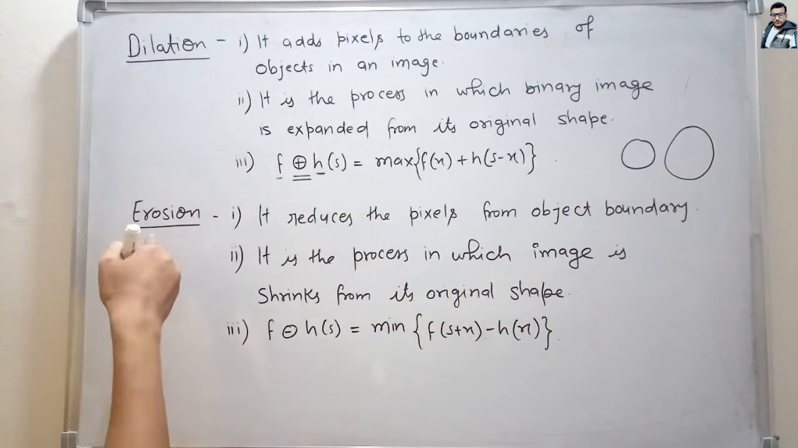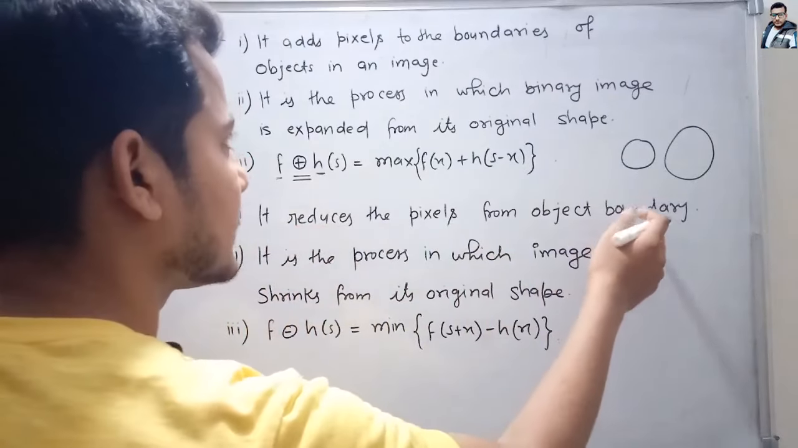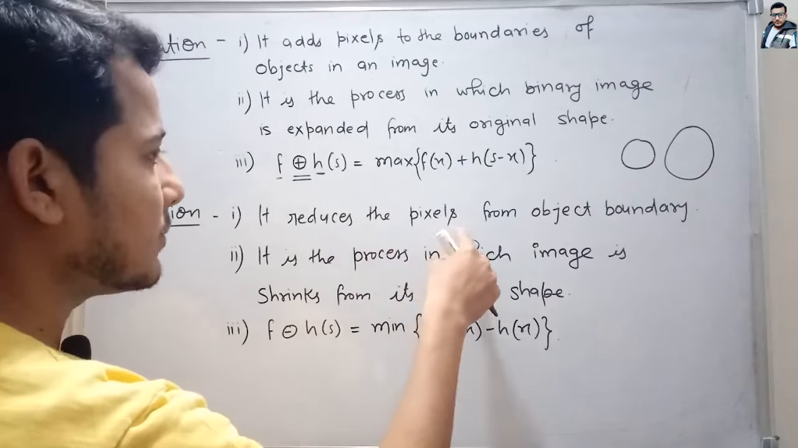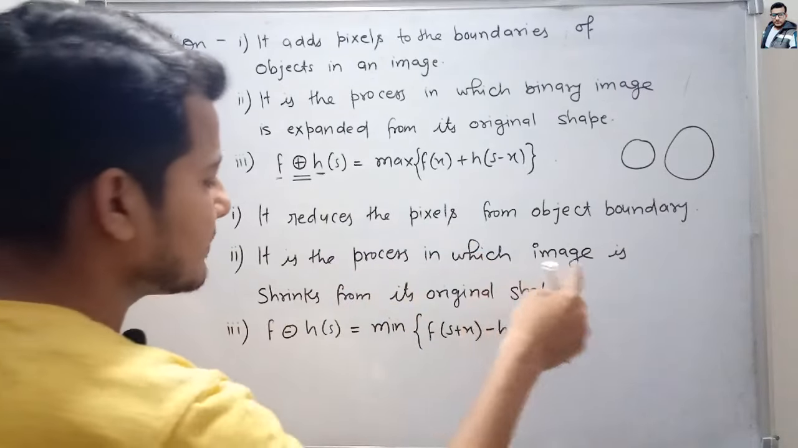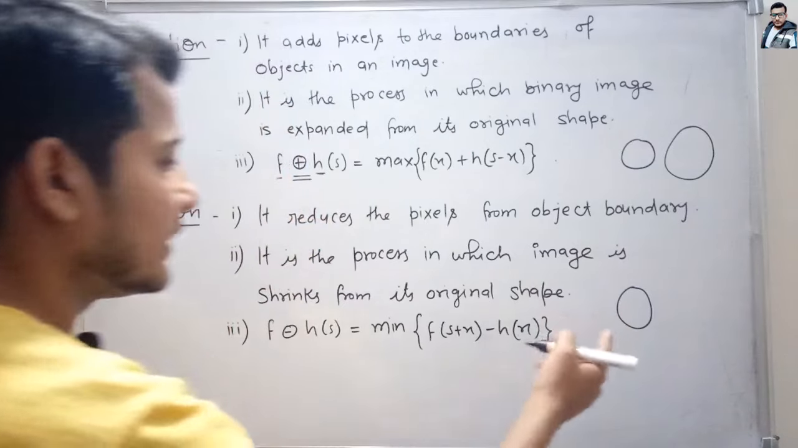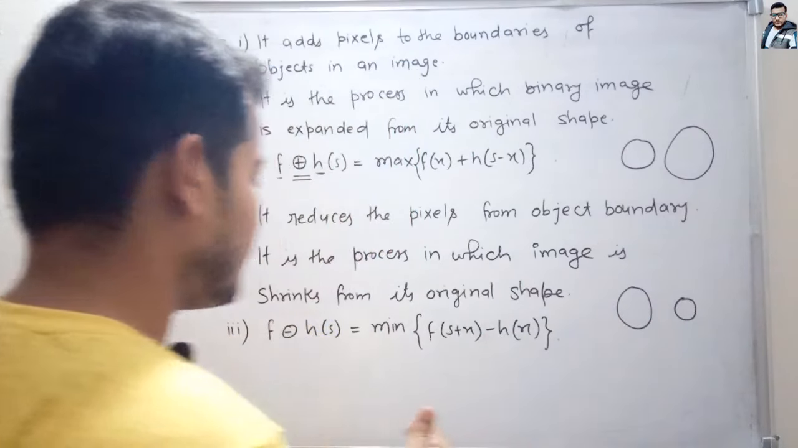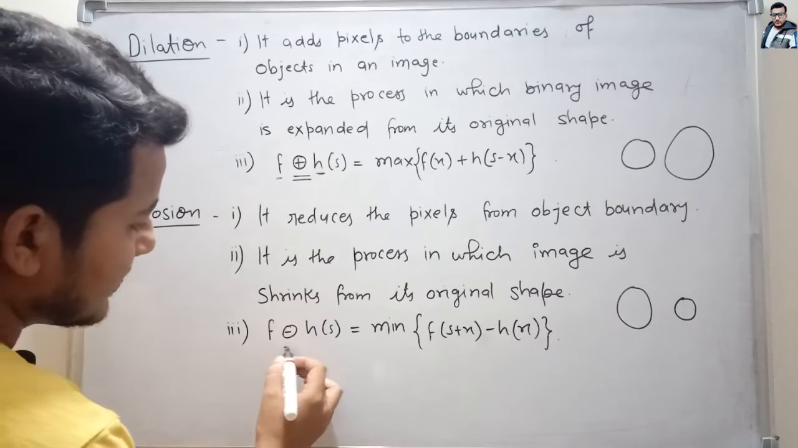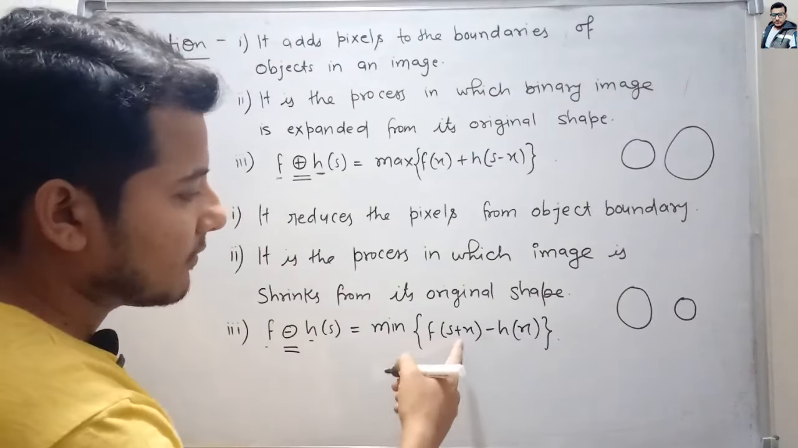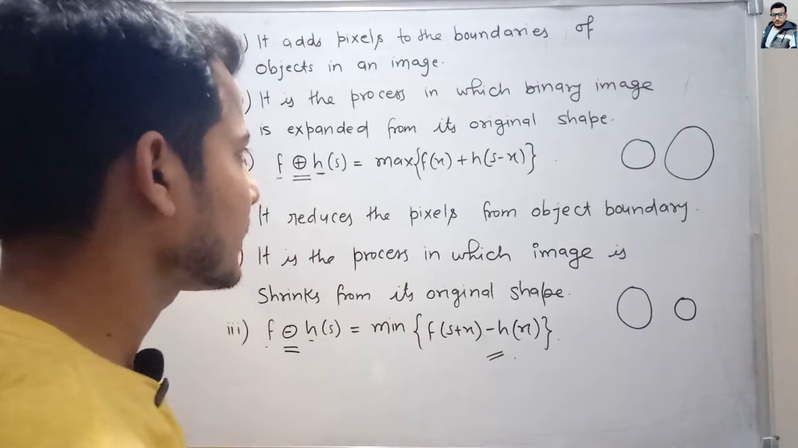And now erosion. It is exactly opposite to the dilation. Dilation adds pixels to the object boundary, but erosion reduces pixels from the object boundary. It is the process in which the image shrinks from its original shape. Suppose this is the image; when we apply erosion to it, we will get this image. The shape will shrink, and we represent erosion by this XNOR symbol. Here F is the image and H is the structuring element, equal to the minimum of F of S plus X minus H of X. We will see this when solving the question.